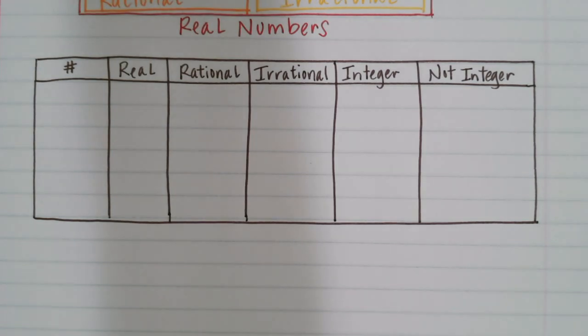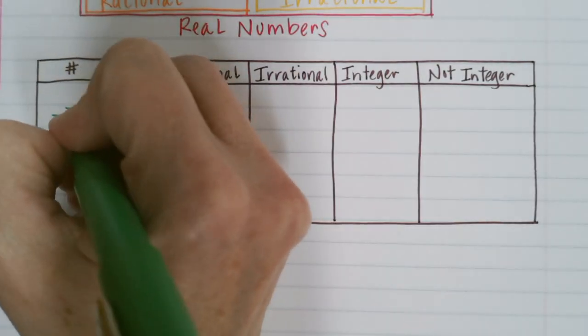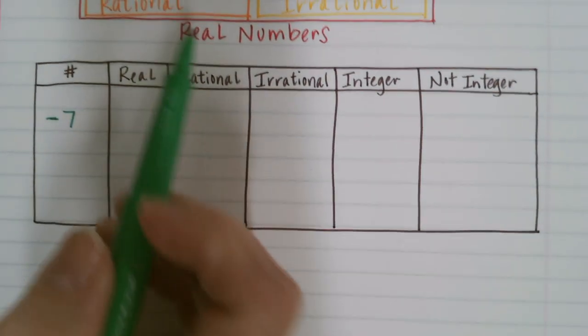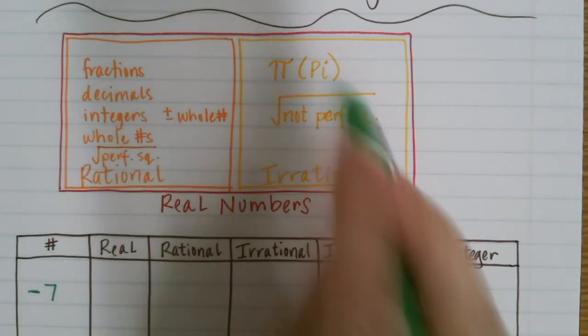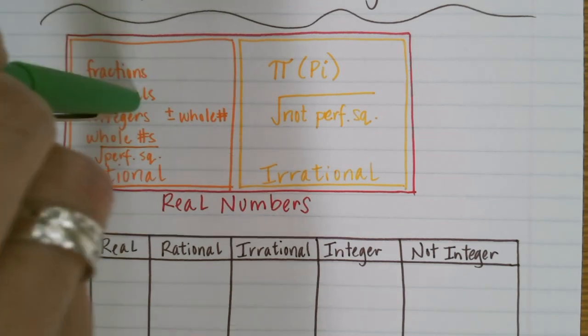All right, so let's say the number is -7. Okay, so first off, let's think about where would -7 fall in this little chart up here. Well, -7 is going to fall right over here.